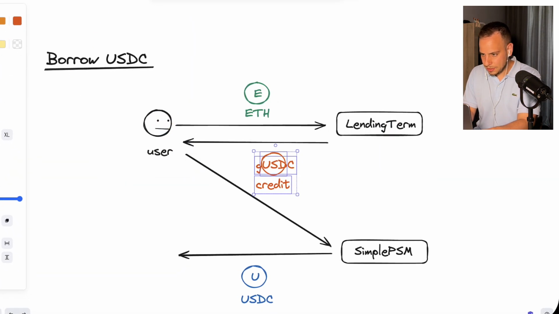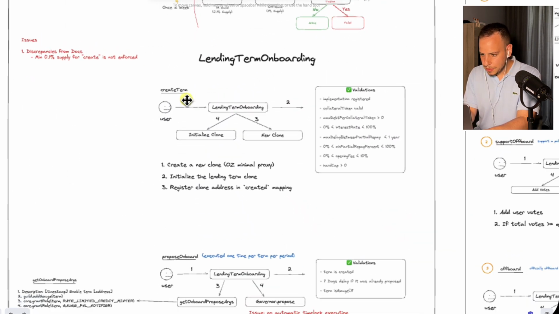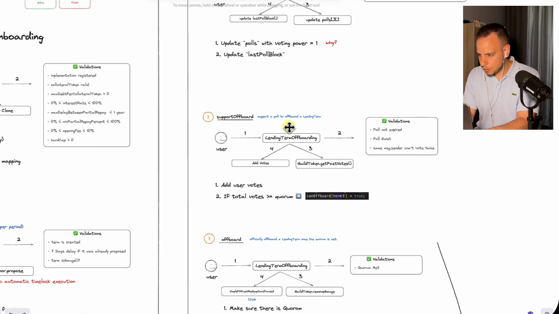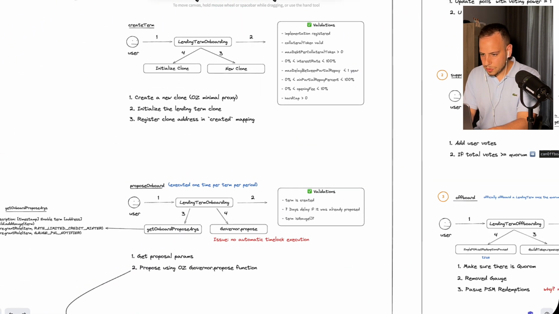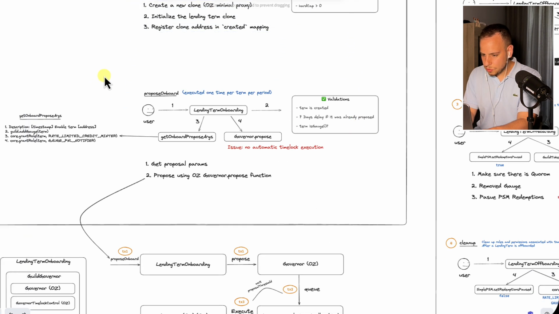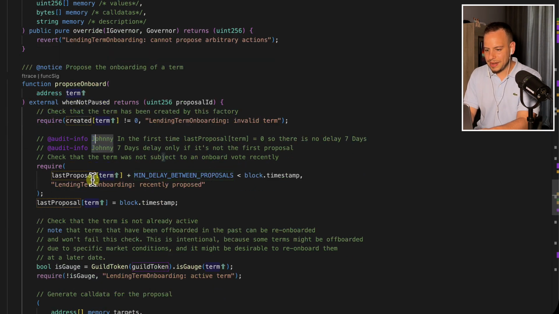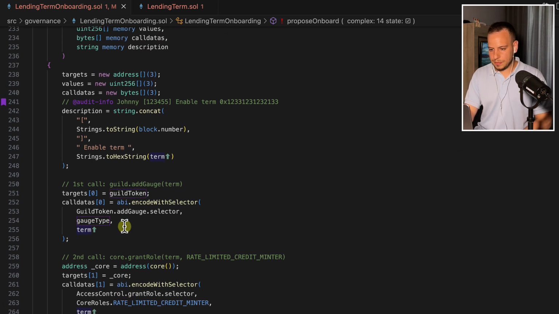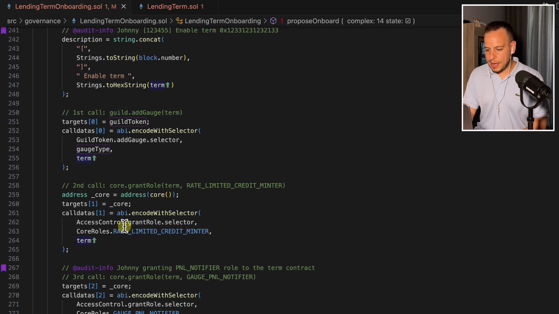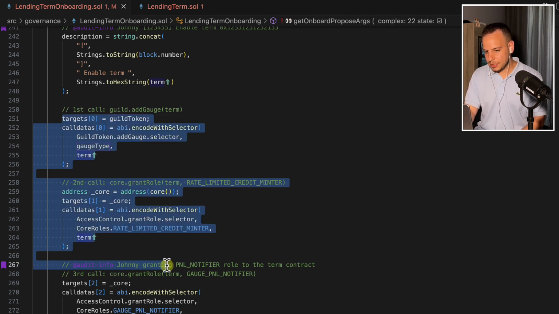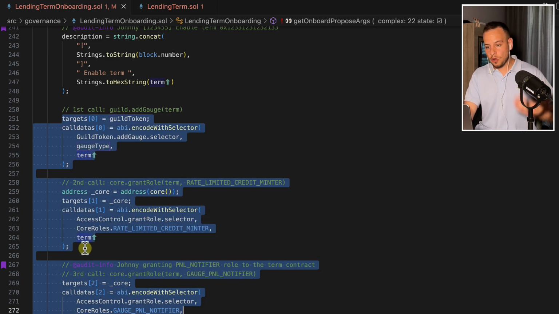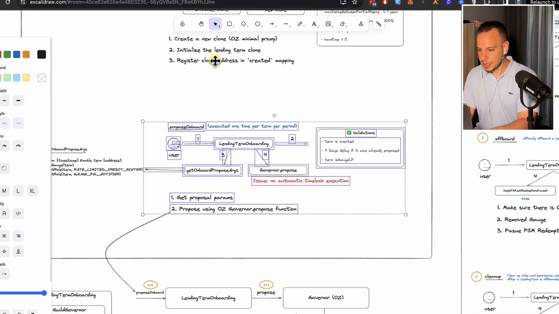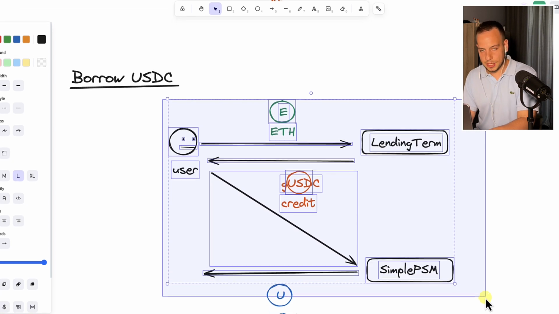It will be easier to understand, as you can see over here. So first you call create term, basically. Then we call propose onboard. Okay. And if you got enough votes, which means that a lot of guild token holders support these proposals and they want this lending term, then that's what happens. This proposal is being prepared, as you can see. And this proposal, this contract, is actually going to onboard this new lending term to the protocol, and then people can basically start using it, right?